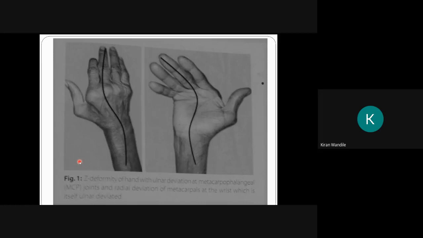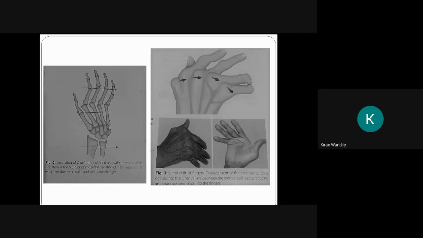And you know the reason why there is an ulnar deviation, because of the slipping of the ulnar drift. It is due to the displacement of extensor tendons into the ulnar valleys between the metacarpal heads, producing an ulnar moment of pull to the fingers. So this is an illustration of Z deformity of hand and wrist. The wrist is going into radial deviation and fingers are going into ulnar deviation at the metacarpophalangeal joint.